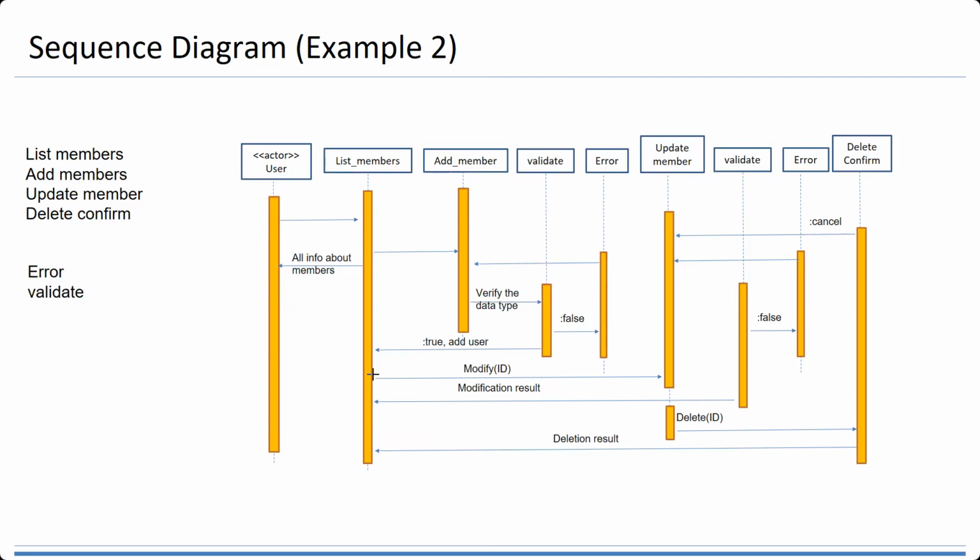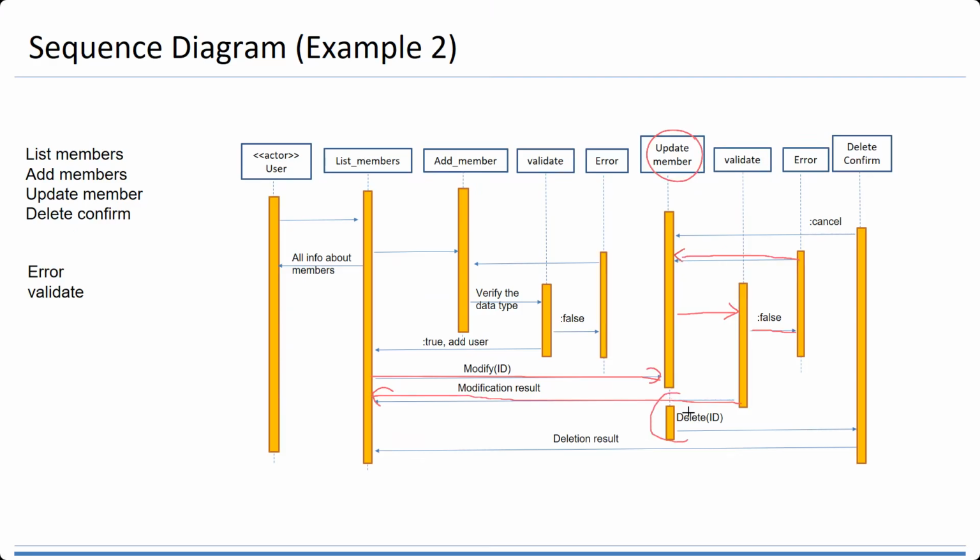If you want to modify the user, you can go to the function or the lifeline of update member. And then once you update it, let's check if the update, oh, I think I need to have this one. Update, we have to validate. If the validation is correct, then you will go back to the list member. If it is false, then you will return back to the update member.